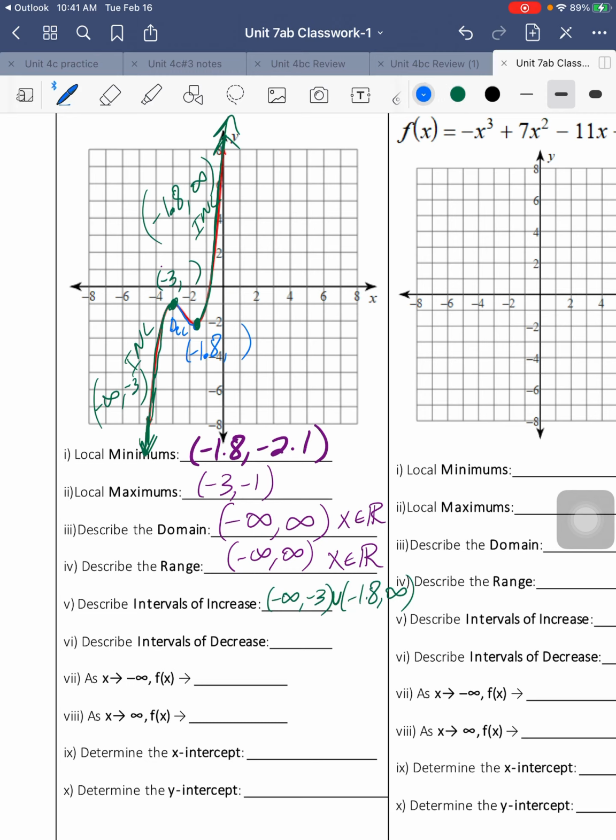Decreasing, just a tiny little part. Starts decreasing at negative 3. So that's negative 3. And where does it stop? Negative 1.8. So negative 3, negative 1.8.